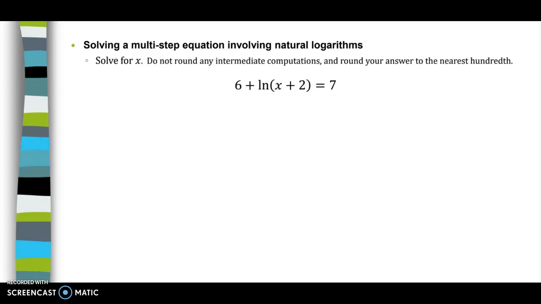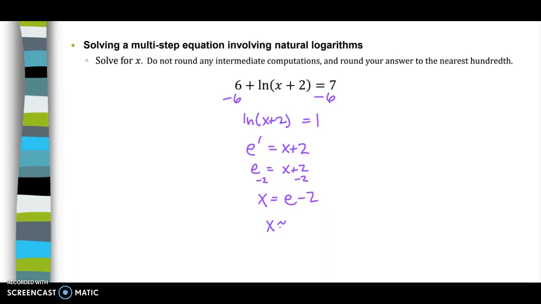But for this one, the first thing we want to do is get the natural log by itself. So I'm going to go ahead and subtract 6 from both sides and get the natural log of x plus 2 equals 1. Now I can't just drop a natural log. What I'm going to do is put this in exponential form, which is base e to the exponent 1 equals x plus 2. So this is just e equals x plus 2. Go ahead and subtract 2 from both sides, and x is going to equal e minus 2.